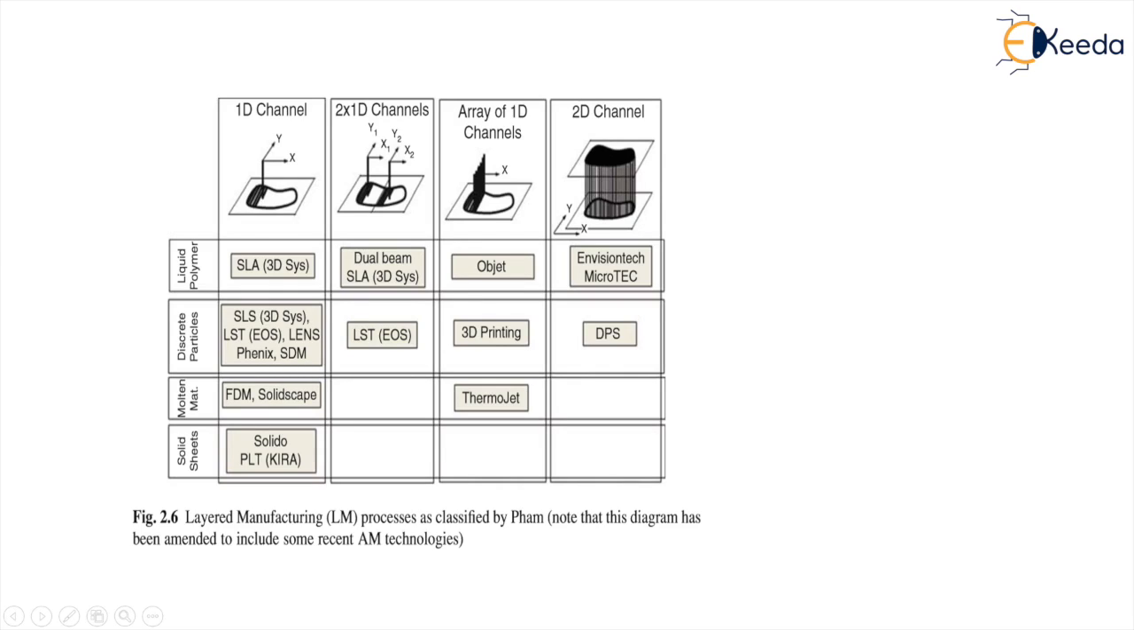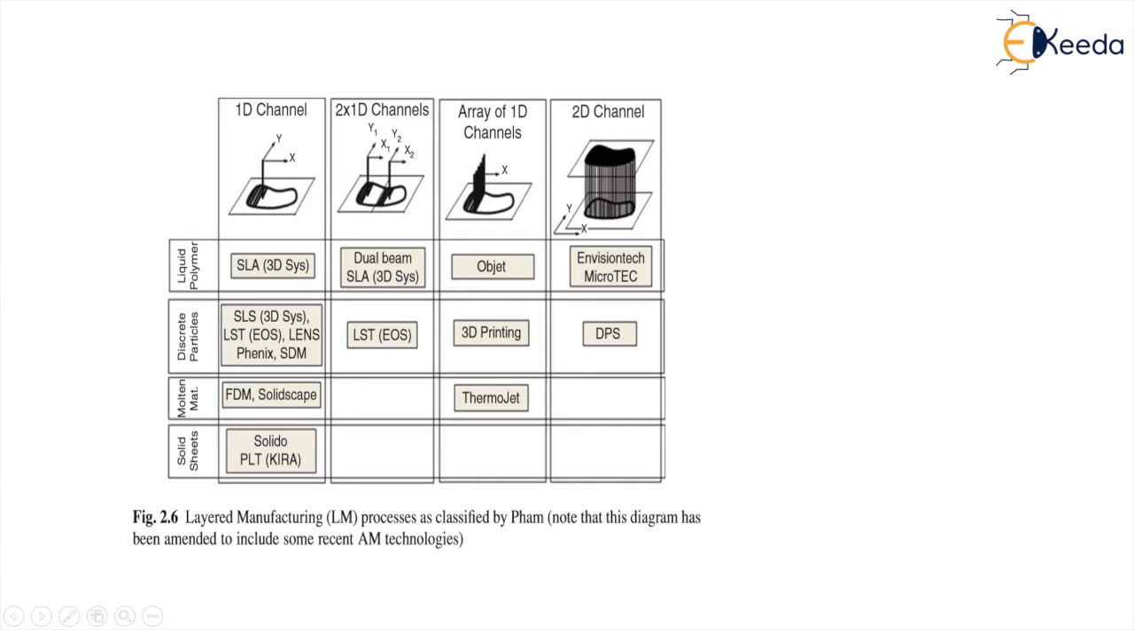See, these are the layer manufacturing processes as classified by FAM. This is the liquid polymer, discrete particles, molten material, and solid sheets. This is the one-dimensional channel, and in that category these are the processes available. This is the 2 by 1 D channel, and these are the processes in particular classifications.